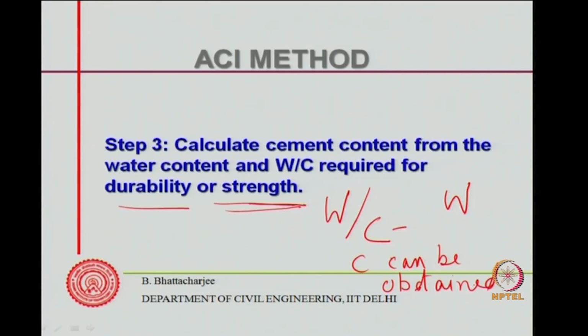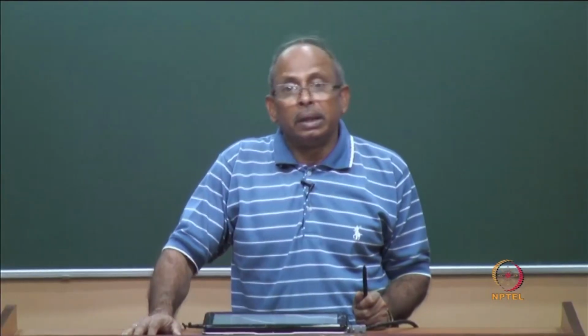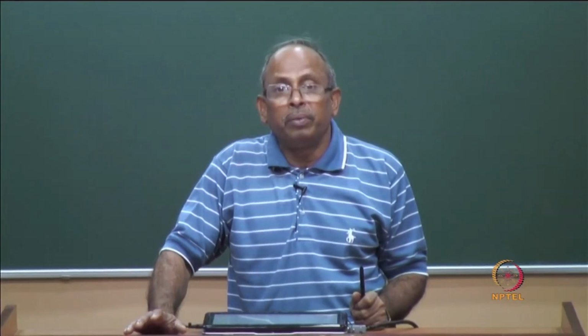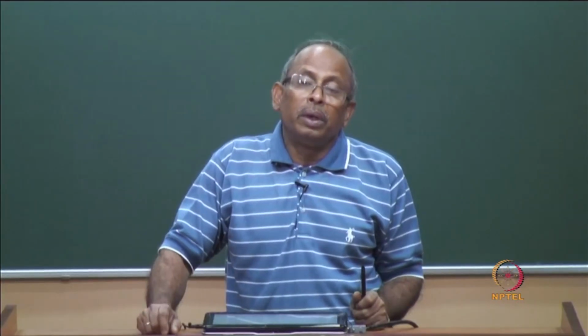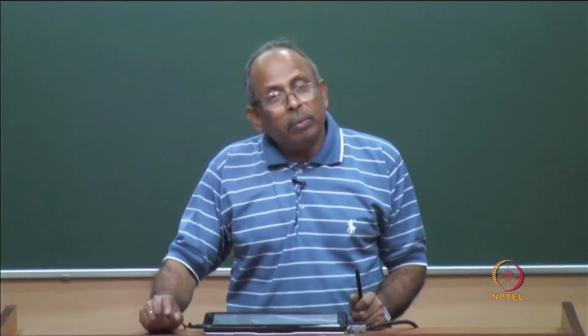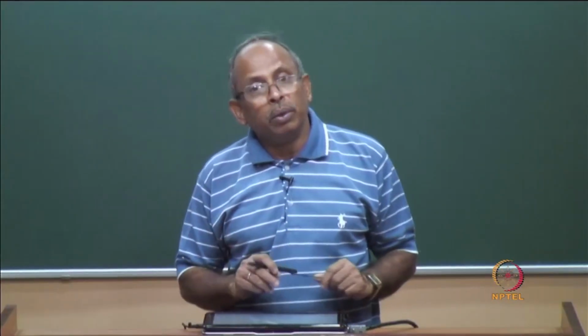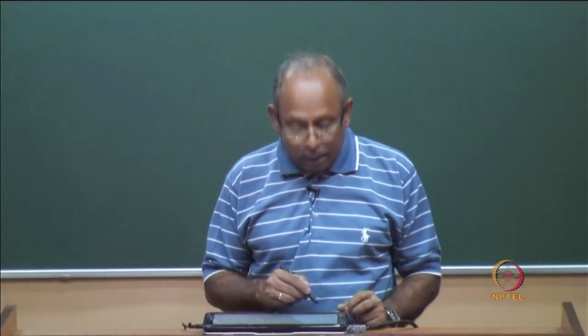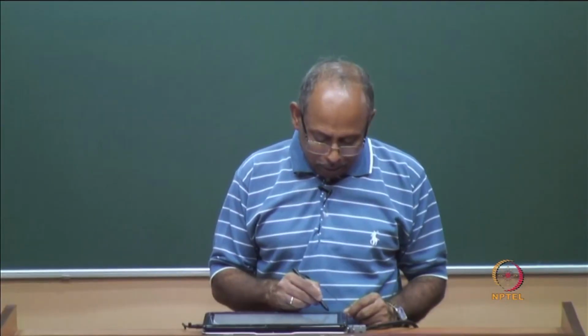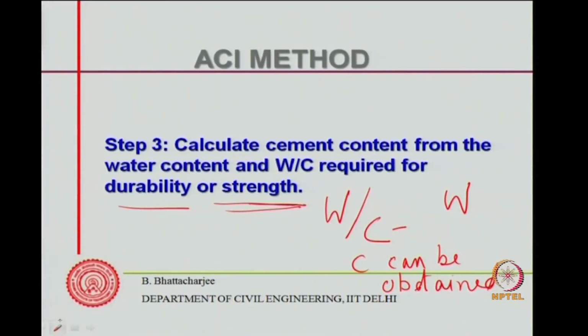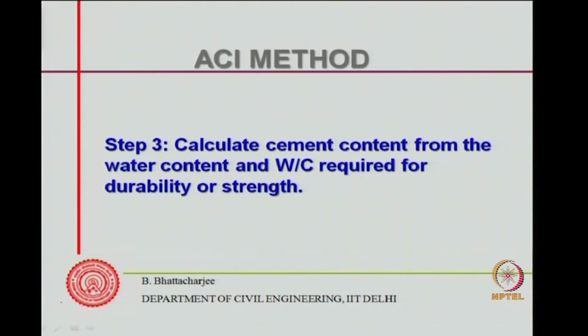The DOE method also does the same thing. First it finds the strength, then the water-cement ratio from strength, and the water content from workability, MSA, and whether it is crushed or natural aggregate, in other words the shape of the aggregate. So you find out the water content, and once the water-cement ratio and water content are known, cement content can be obtained. Now, here the ACI method differs from the earlier methods.